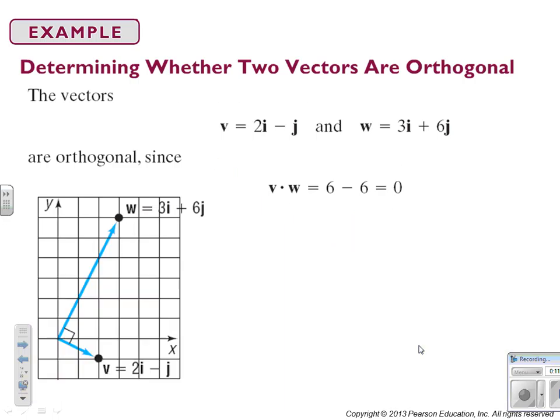All right, so let's see how this looks. If I have v equals 2i minus j and w equals 3i plus 6j, I find the dot product. So I go 2 times 3 is 6. Negative 1 times 6 is negative 6. 6 minus 6 is 0, so these are orthogonal.